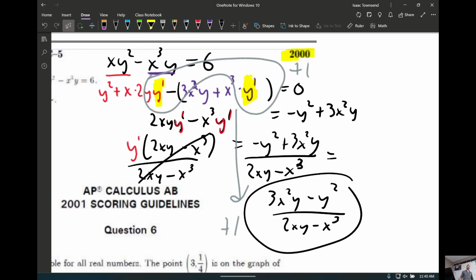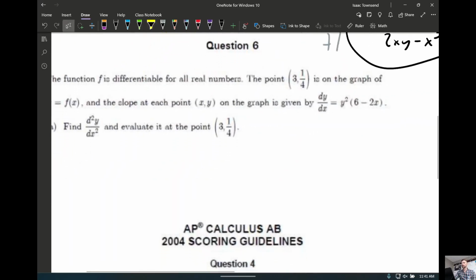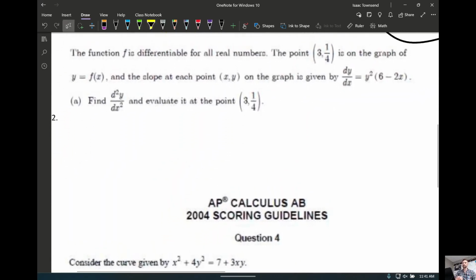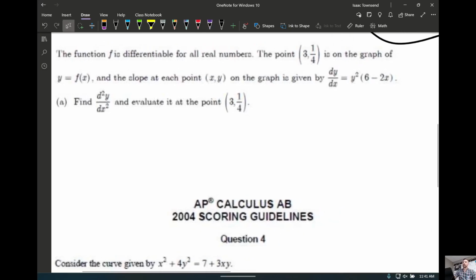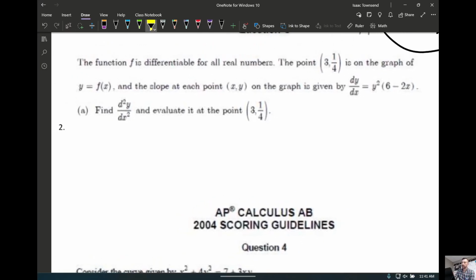Now, I didn't go through the history of all of the released FRQs and pick out every single one of them or anything like that. So don't think that, oh, they haven't asked us since 2000, so it's not likely. Because it looks like the very next year, 2001, one of the questions ended up being some implicit differentiation. Now, it doesn't really look like it, but you'll see why it ends up being implicit in just a second.